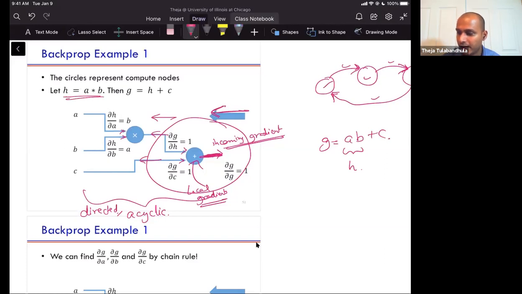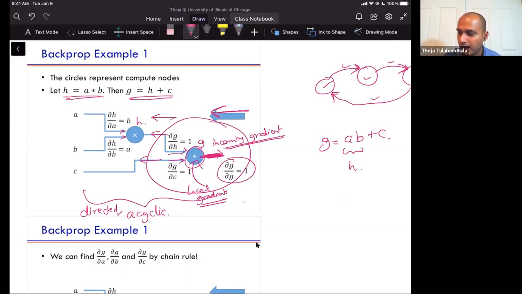So if you look at the second node, g, this is a g node, and this is a h node. Okay, so g node takes 2 inputs, h and c, outputs h plus c. Clearly I know its local gradient of g with respect to any of its inputs is 1, and just as an initialization, you can just think of the last edge's incoming gradient as always equal to 1. Okay, gradient of g with respect to itself is equal to 1.